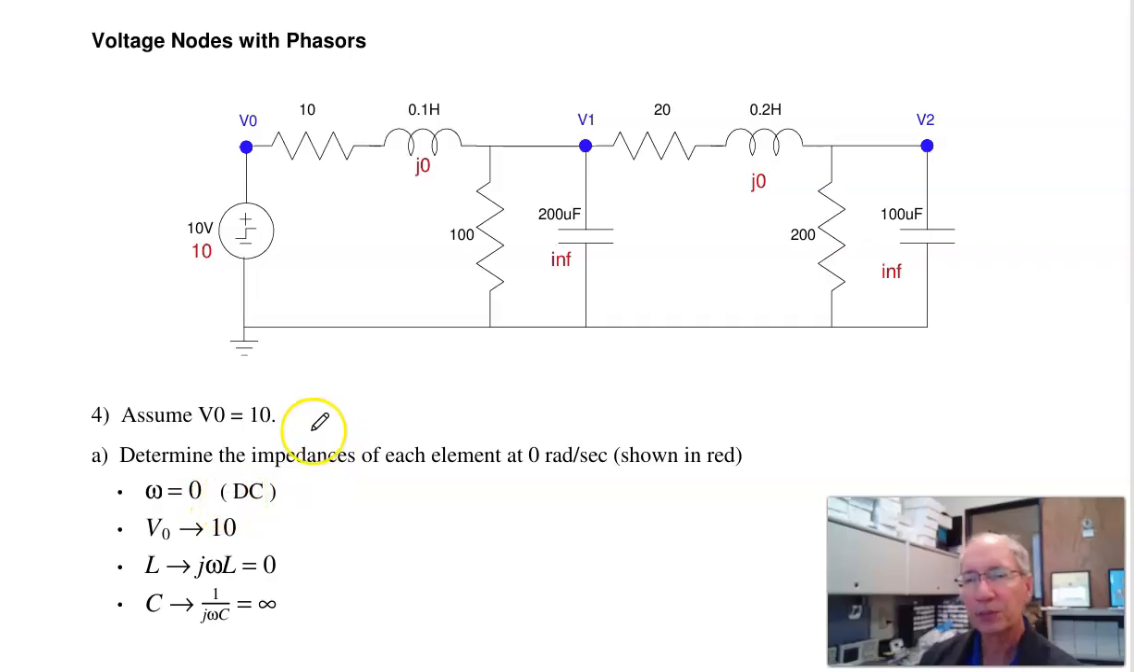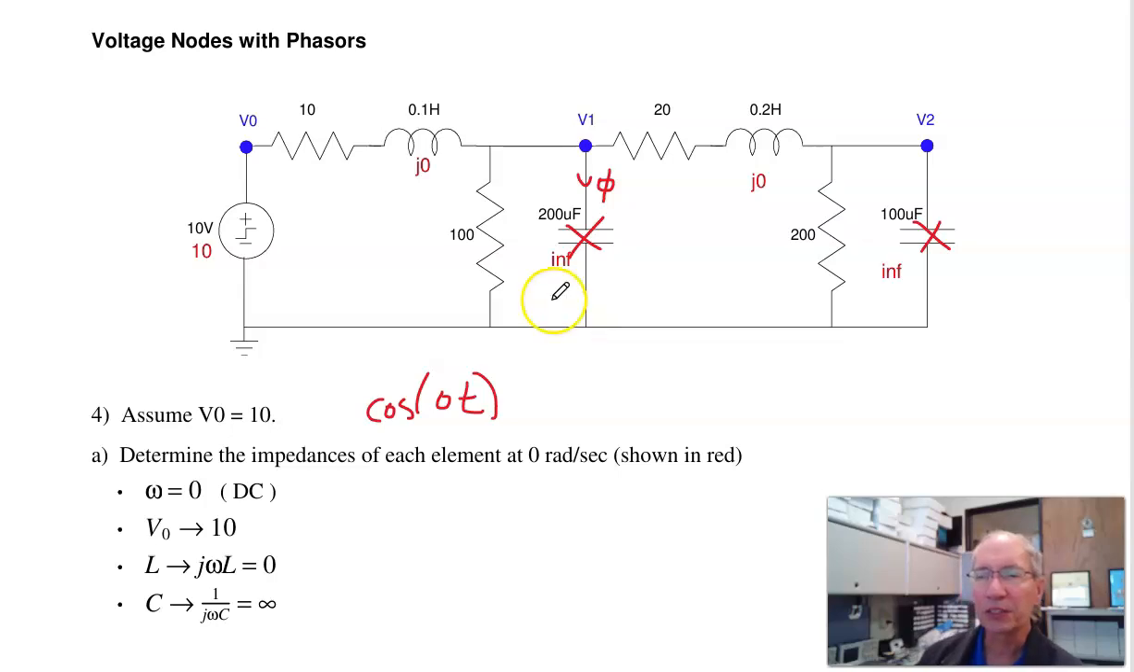Frequency is 0. 10 is 10 times cosine of 0t. So there's your omega 0. If omega is 0, the voltage source becomes 10. Inductors are j omega L, j0. Capacitors are 1 over j omega C, 1 over 0 is infinity. What infinity means is the current is voltage over impedance. This current is 0. Zero current means you can ignore. So basically ignore inductors, they're shorts. Ignore capacitors, they're open at DC.